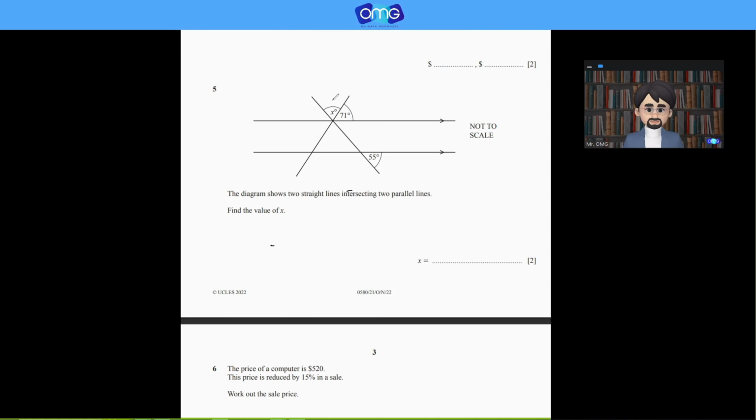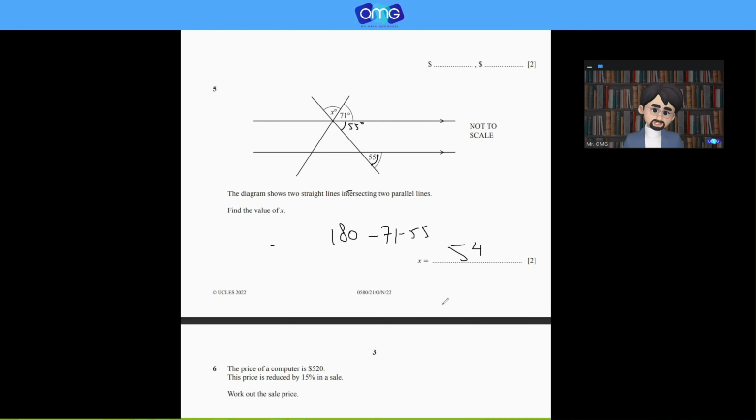Number 5. Find the value of x. To find this, please remember this 55. So this is also 55. We call this alternate angle. So to find x, 180 minus 71 minus 55, and if we count, this is about 54 degrees. And that's the answer. 180 minus 71 minus 55 is 54. Is that right? Yes.